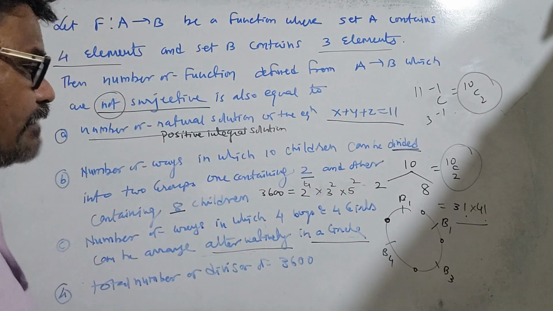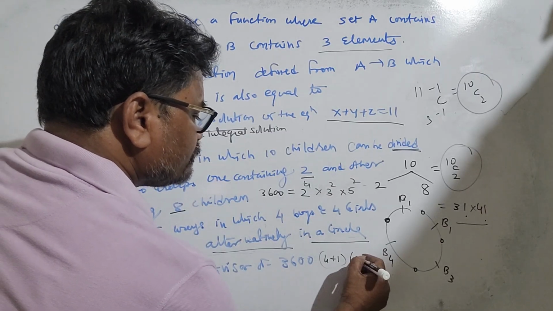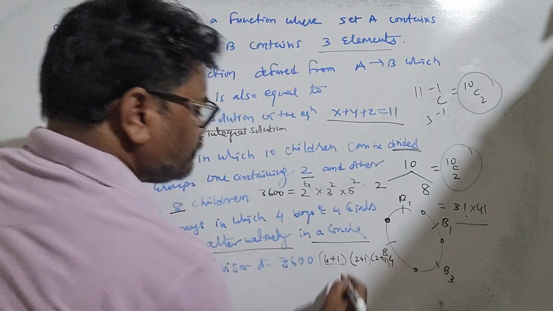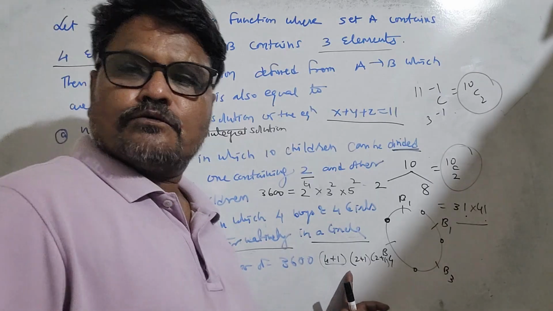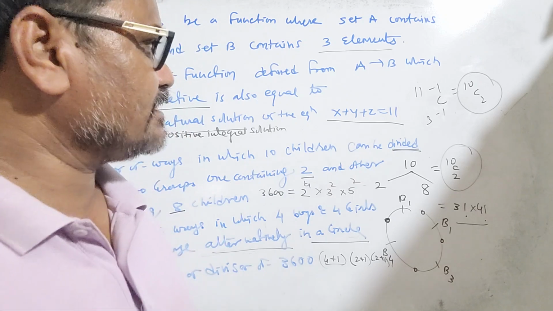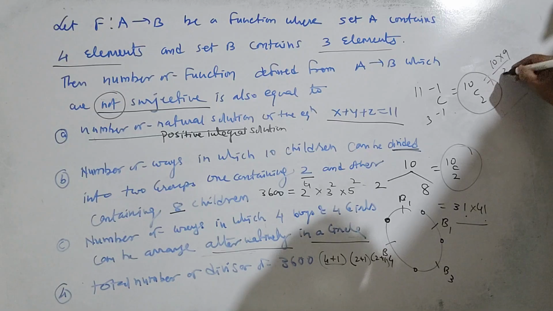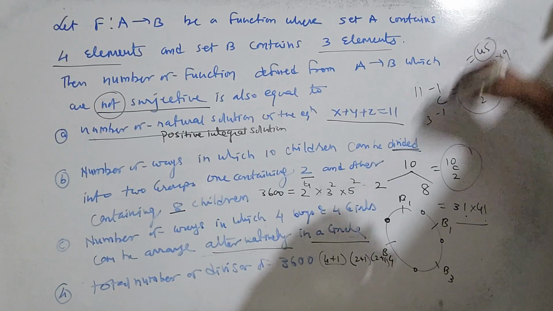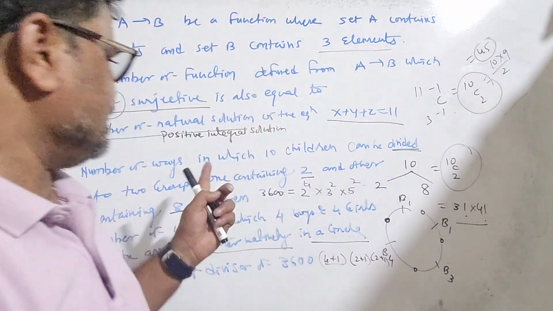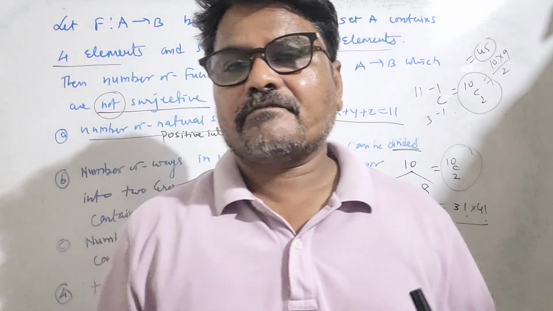So the total number of divisors is 4 plus 1 into 2 plus 1 for this one, and for this one 2 plus 1. So this is 4 plus 1 is 5, 5 into 3 is 15, 15 into 3, again it is coming to be 45. And I think that 10C2 is also coming to be 45. 10 into 9 divided by 2, that is coming to be 45. So option A is 45, option B is 45, option C is not 45, option D is 45.